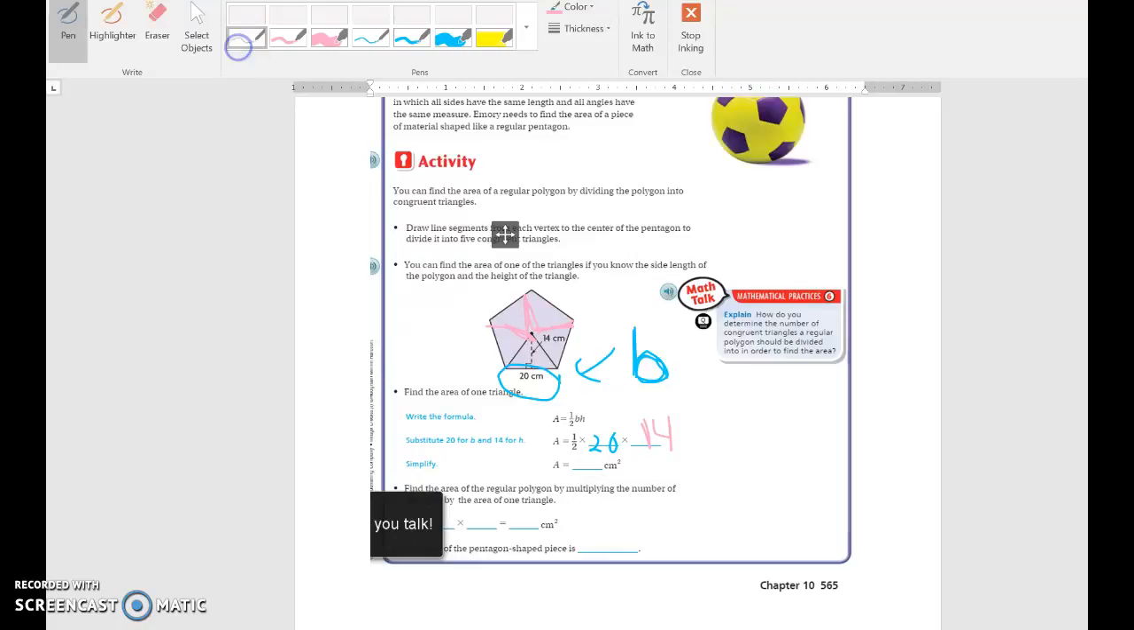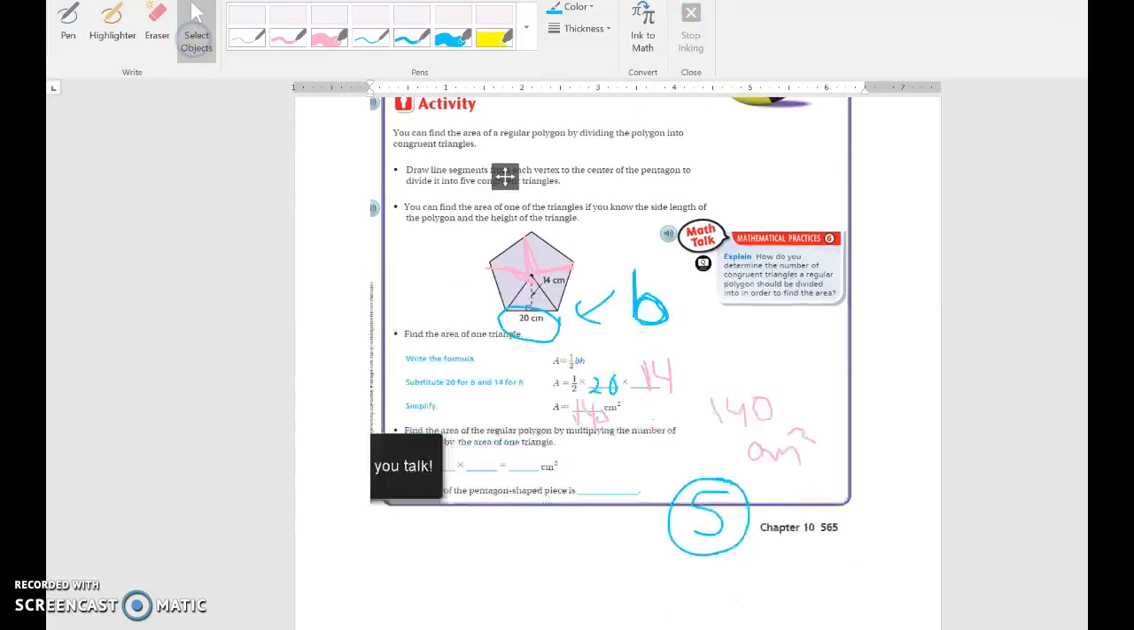Now, take a second while I'm writing this 140, and you tell me how many congruent triangles are in this figure. And because it is a regular polygon, you know they are congruent. Okay. So if you said 5 triangles, you are totally correct. Every polygon has a number of congruent triangles that is equal to the number of sides. 5 sides, 5 triangles. 7 sides, 7 triangles. 8 sides, 8 triangles. So each piece is 140 square centimeters. There are 5 identical pieces.